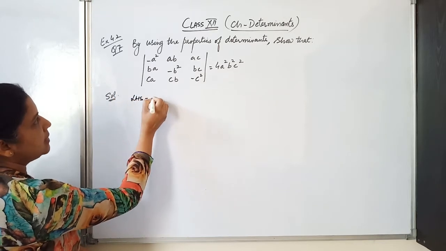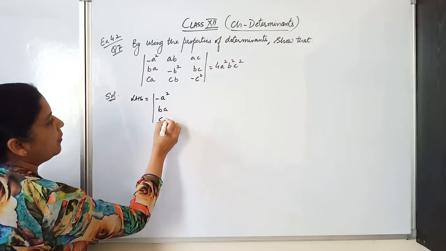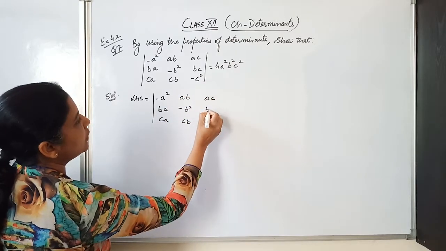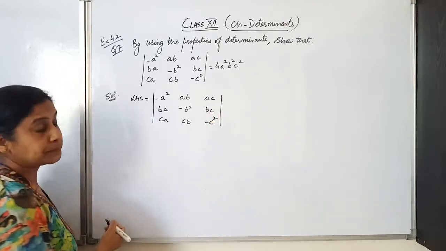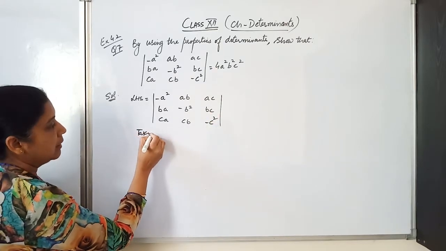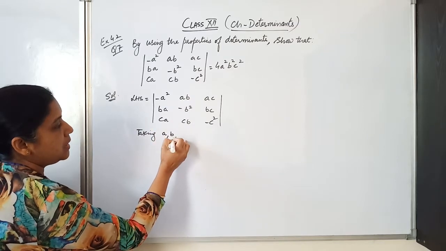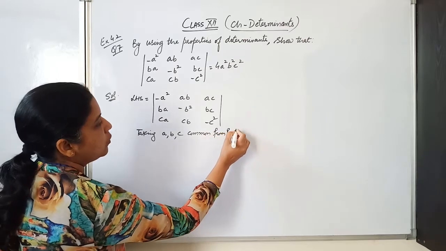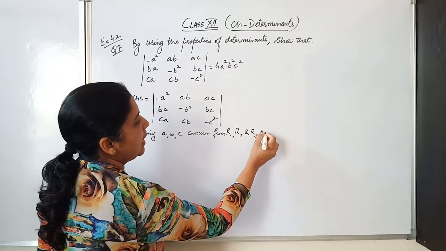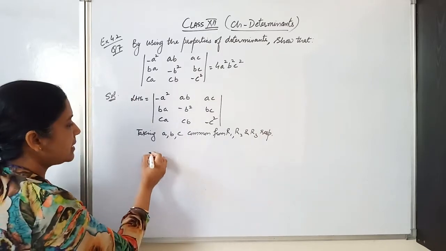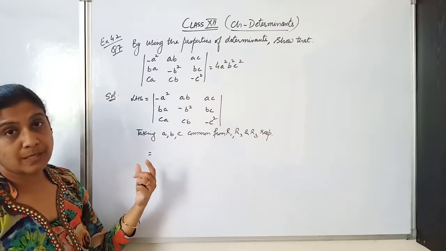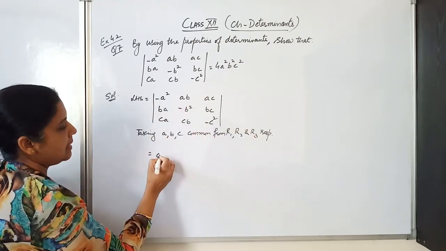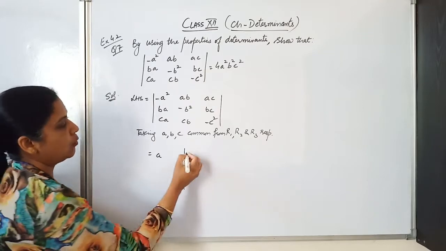I have taken LHS. Obviously, we cannot take RHS because no applications of properties can be available over there. So I have to take LHS only. Taking A, B, C common from R1, R2 and R3 respectively. When I say taking A, B, C common from R1, R2, R3 respectively, it means we are going to take A common from R1. So as you all can see, I can take A common from R1.